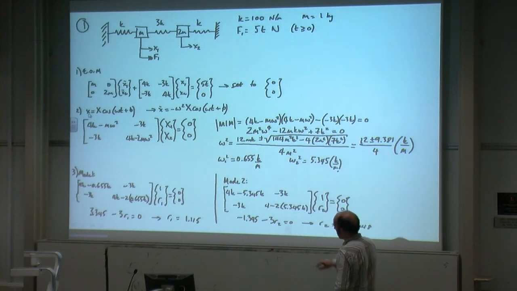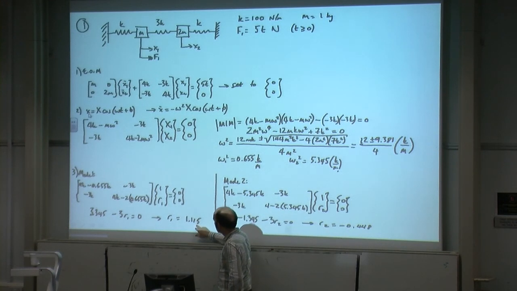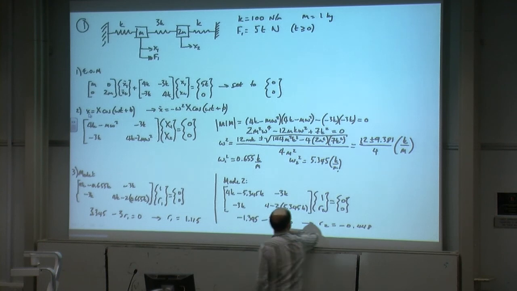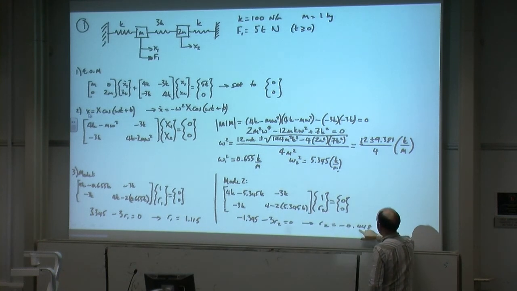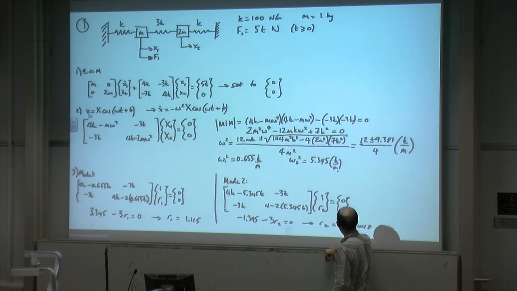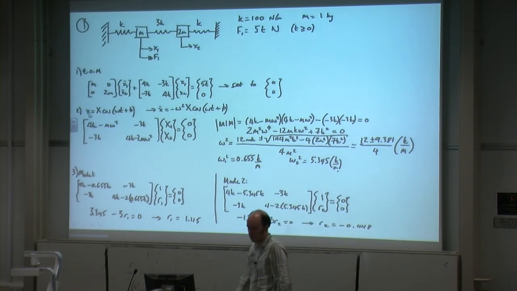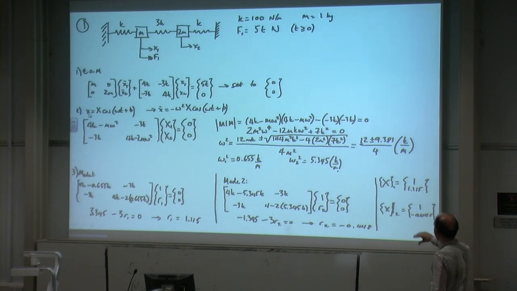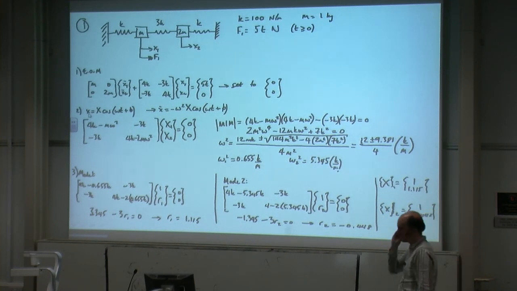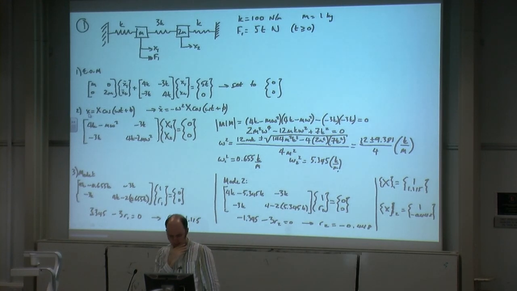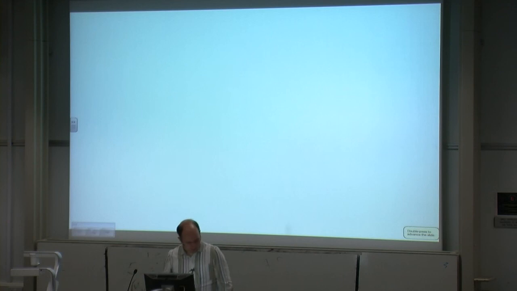So we find R1 to be 1.115. So there's the first mode shape, 1 and 1.115. And then the second mode shape, we find R2 to be minus 0.448. So we have 1 and minus 0.448 as the second mode shape. Okay, so here's our two mode shapes. So we found our two mode shapes.